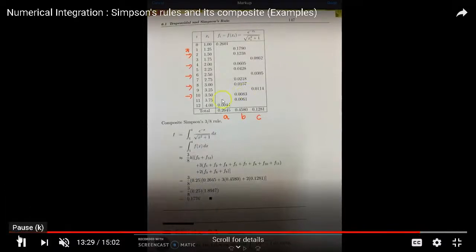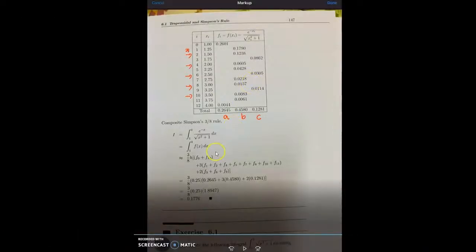Now, when you insert the values A, B, and C, please don't forget the formula is 3/8 h, A plus 3 times B plus 2 times C. So insert the values: A is 0.2645, B is 0.458, and C is 0.1281. The answer is put inside here.